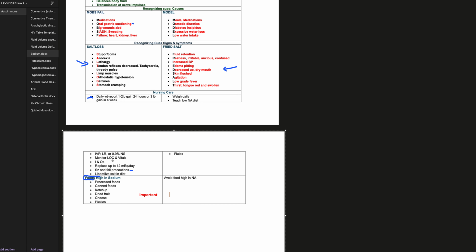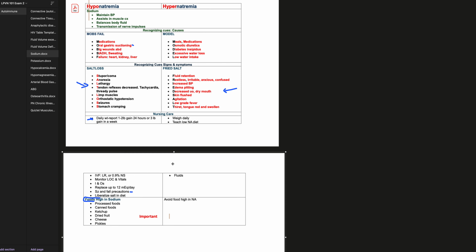Foods high in sodium. This is really important. You have to know the foods high in sodium, not just for this, but when we get to the cardiac lecture, you'll have to know it as well. So anything processed, anything in a can or a bag probably has high sodium. Ketchup, dried fruit, don't fall for it just because it says fruit. When they dry it, there's sodium added to it. Cheese and pickles, okay? So make sure you know the foods that are high in sodium.